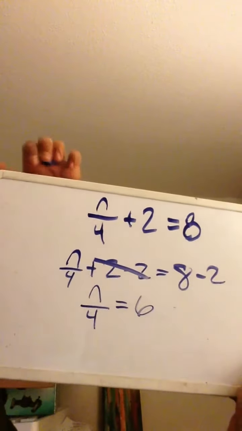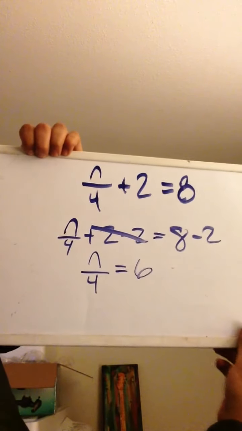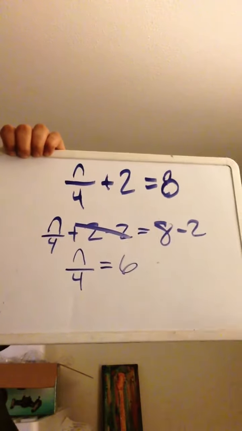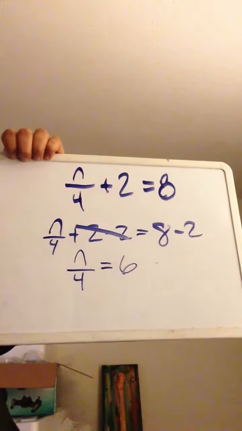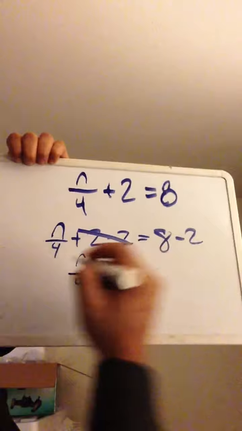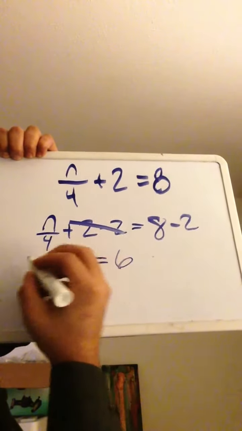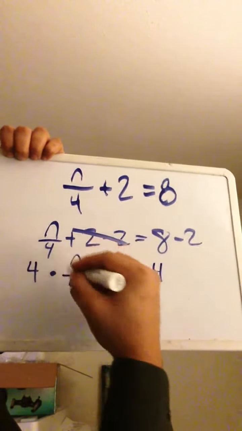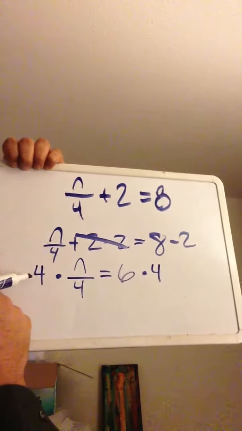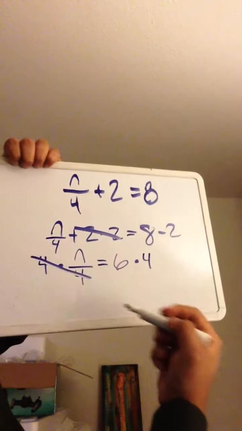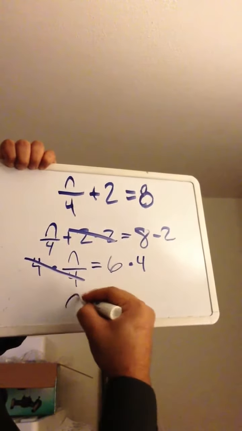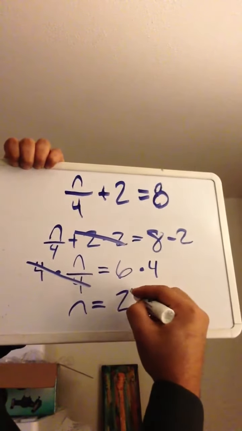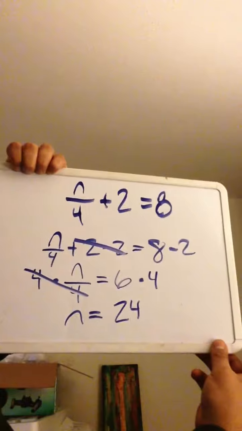The multiplication rule says that if I were to multiply both sides by the same number, it will still remain a true equation. If this is n divided by 4, then I should multiply both sides of my equation by 4. Because remember, the number is divided by 4 and then multiplied by 4. The 4's will cancel. And I'll be left with n equal to 6 times 4, which is 24. And that's my answer.